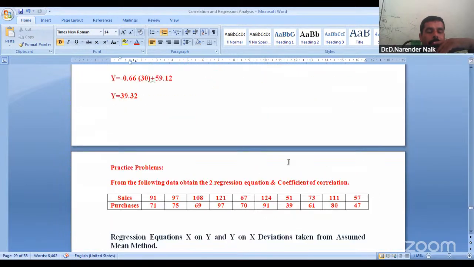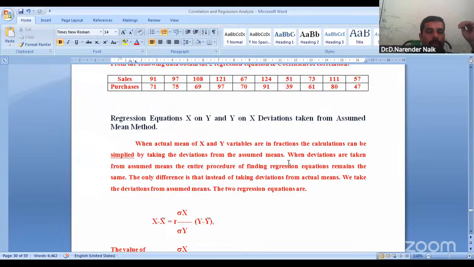The next topic is regression equations x on y and y on x, with deviations taken from the assumed mean method. When the actual means of the x and y variables are in fractions, that is in decimals, the calculations can be simplified by taking the deviations from the assumed means. When deviations are taken from the assumed mean, the entire procedure of finding regression equations remains the same. The only difference is that instead of taking deviations from actual means, we take the deviations from the assumed mean.